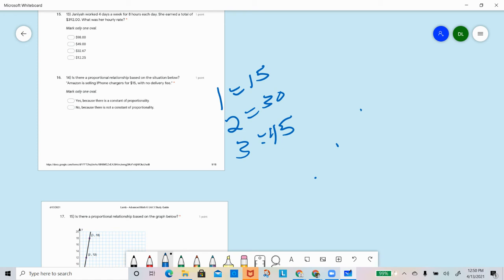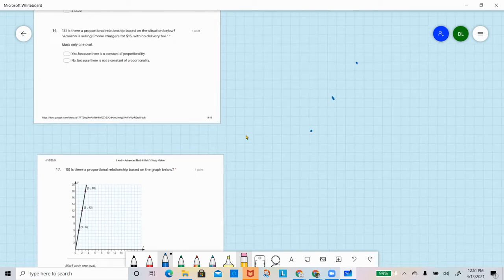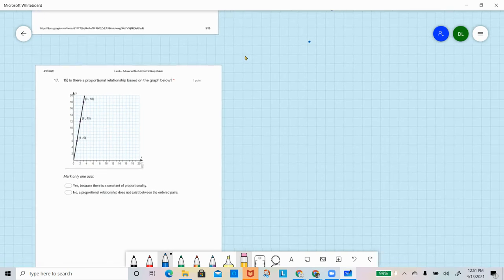Will it go through 0, 0? Well, how much would zero chargers cost? They would cost $0, right? So that is definitely proportional. Now, if they charged a delivery fee, that could be a whole other story because you would never go through 0, 0. Okay, moving on. And remember that constant of proportionality just means is it always multiplied every time by the same number. 1, 15, 2 times 15, 30, 3 times 15, 45. That's what they mean by the constant of proportionality.